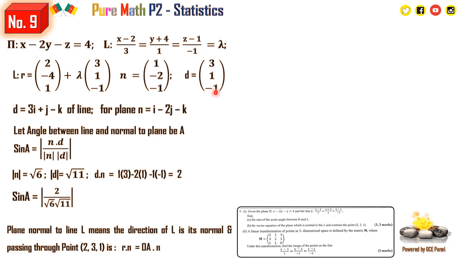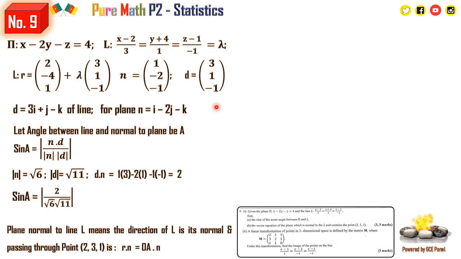Okay, the vector equation of a plane which is normal to the line L, because it's the same line L that I've given us here. And what's the direction of this line L? It is 3, 1, negative 1. They are telling us that the direction of this line is normal to the plane that we want to look for.